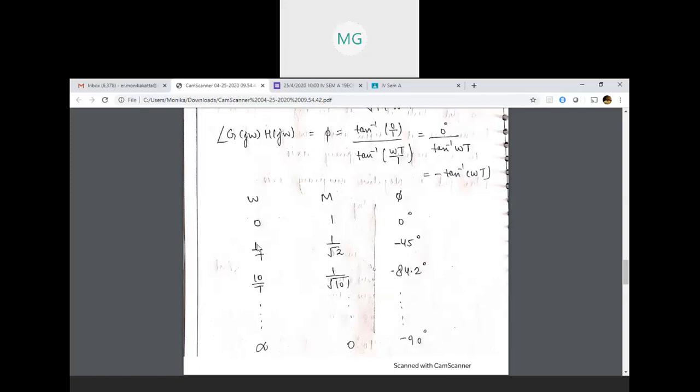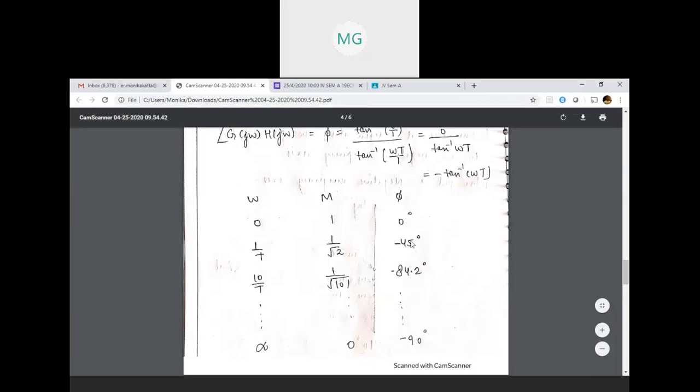So if you take omega equals 1 by T, your magnitude comes 1 by under root 2. You can substitute and find out. Your phase angle comes minus tan inverse 1, which becomes minus 45 degree. If you take one more value, omega equals 10 by T, your magnitude is 1 by under root 10 and your phase angle becomes minus 84.2 degrees. When you substitute omega equals infinity, your magnitude is 0 and your phase angle is minus 90 degrees. Any doubts still here?